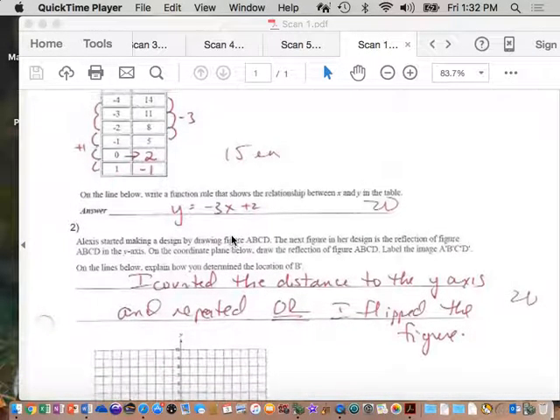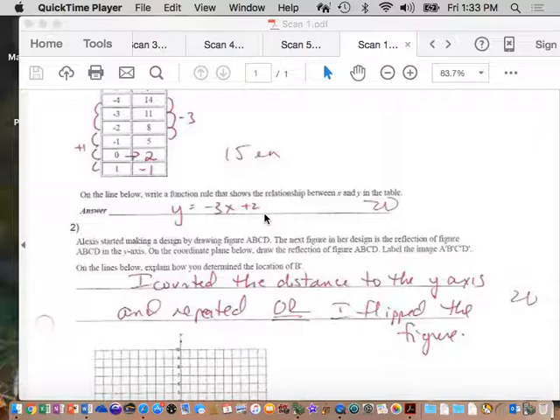However, very few people got the next one right. When they write the function rule, they're talking about y equals mx plus b. They're talking about the slope, or rate of change, and the y-intercept. As we look at this, the rate of change is you're going down 3 while you go up 1. So the slope, or the m, is -3. The y-intercept always pairs up with 0. So 2 pairs up with 0. So it's y equals -3x plus 2.